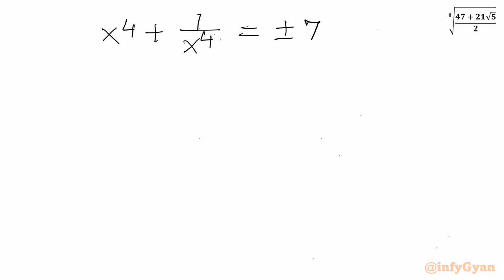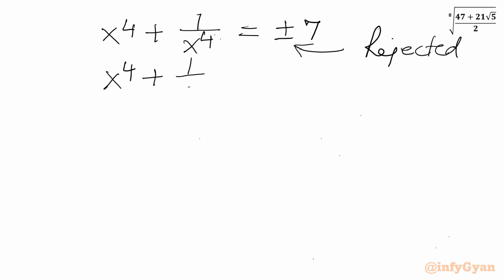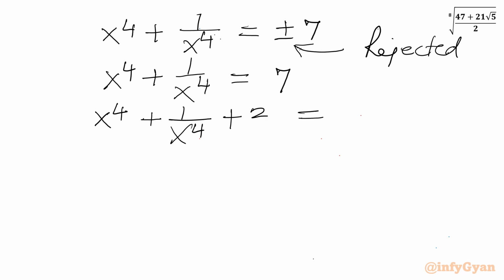Now sum of even powers cannot be negative for real solutions. So we can reject this minus sign. So I can write x power 4 plus 1 over x power 4 will be equal to 7. Again I will add 2 to both sides. x power 4 plus 1 over x power 4 plus 2, and right hand side will be 7 plus 2, which will be equal to 9.